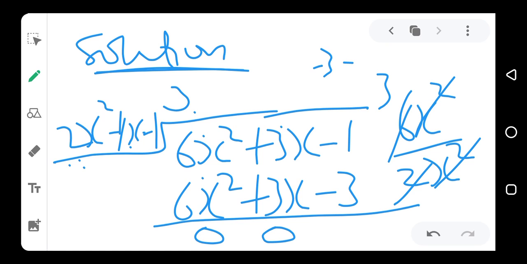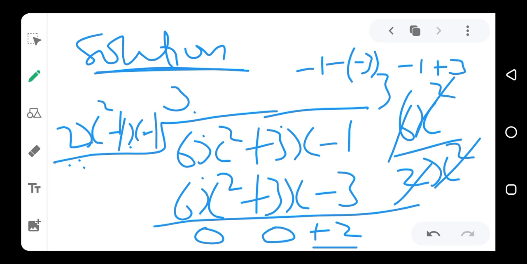Minus 1 minus this one, which is minus 1 minus minus 3. That will give us minus 1 plus 3, which is plus 2. Now plus 2. The divisor cannot divide plus 2, so we leave it like this.